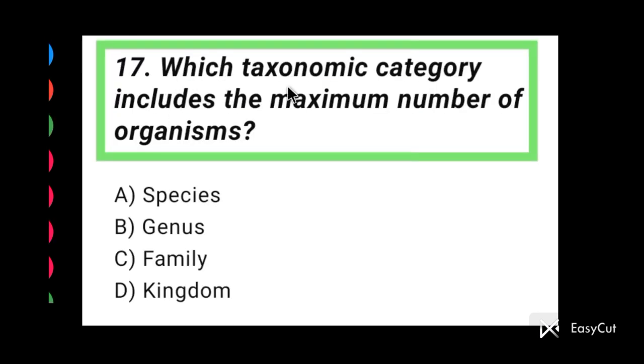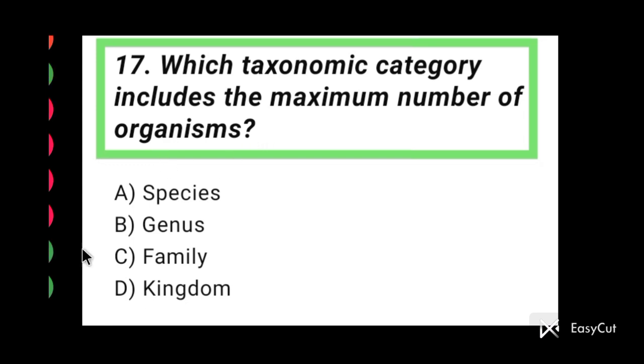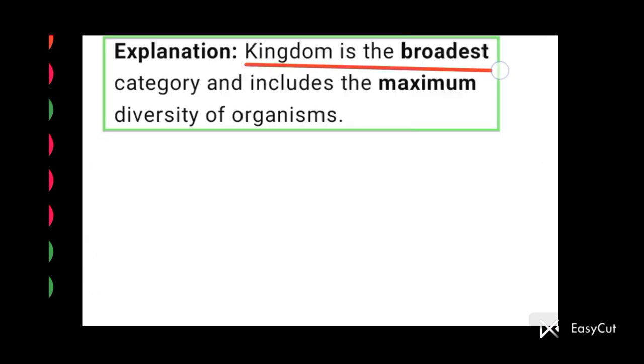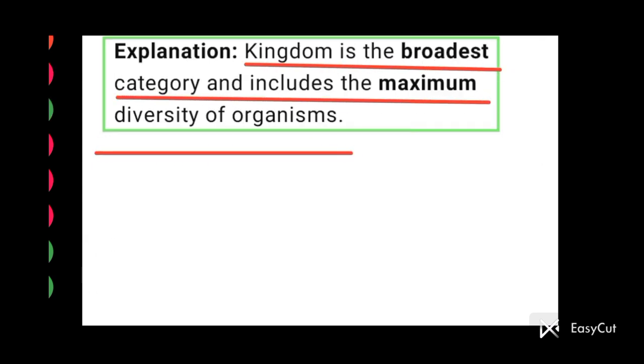Question number 17. Which taxonomic category includes the maximum number of organisms? Kingdom is the taxonomic category that includes the maximum number of organisms. Kingdom is the broadest category and includes the maximum diversity of organisms.